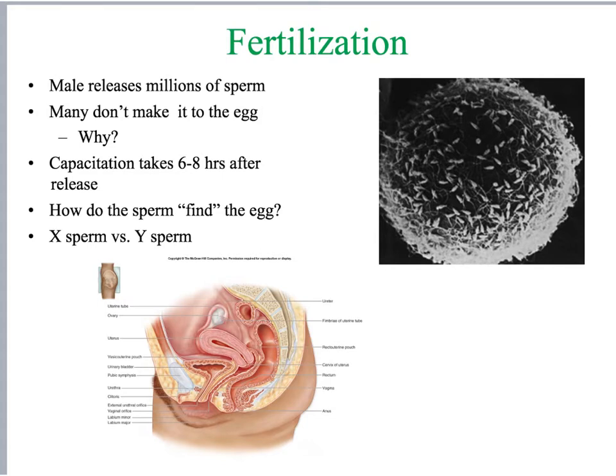So only a few thousand sperm out of the millions in male ejaculate are headed their way up the fallopian tubes. But then you have to think half of them go to the wrong one, right?